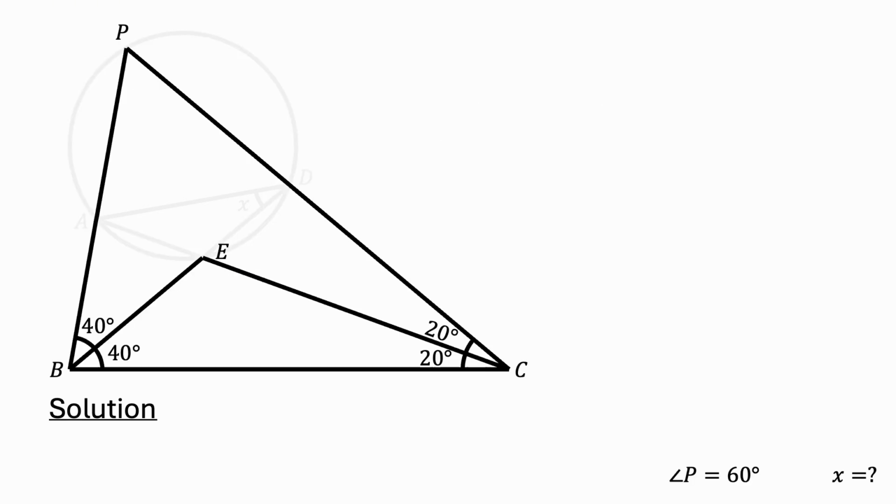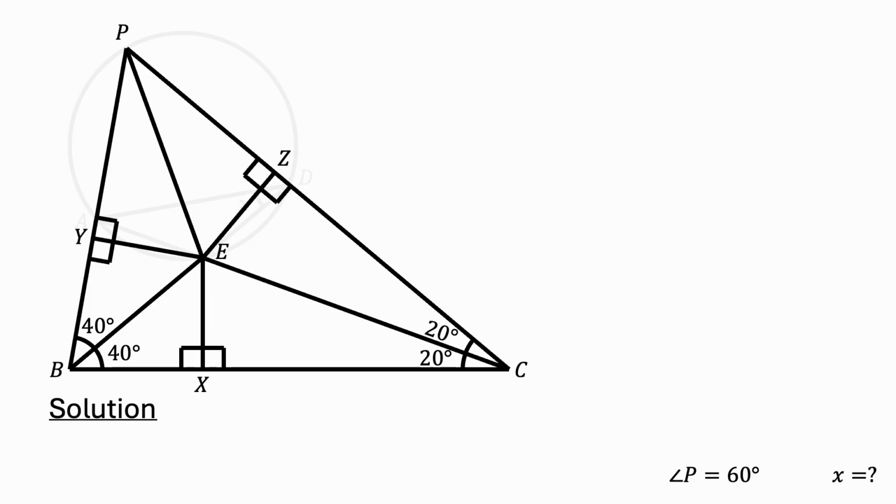Next, consider this part of the diagram. Join E to P and construct EX perpendicular to BC with X on BC, EY perpendicular to BP with Y on BP, and EZ perpendicular to CP with Z on CP.